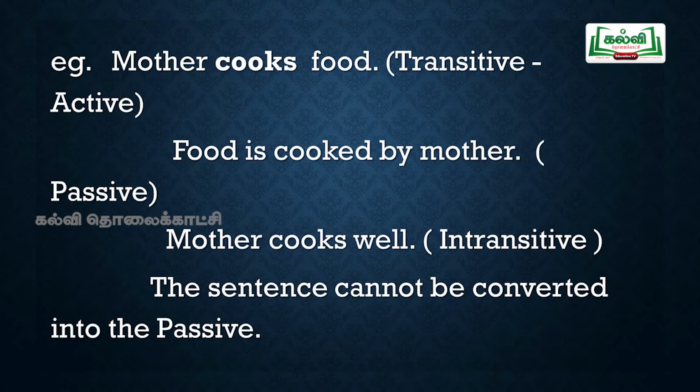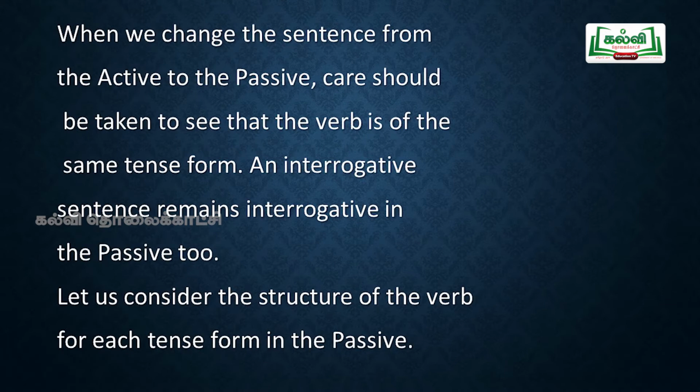Now, consider this sentence, mother cooks well. Here, mother subject, cooks verb. When I put the question what, I do not get any answer. Therefore, the same verb cooks is intransitive here, and this sentence cannot be converted into the passive. When we change the sentence from the active into the passive, care should be taken to see that the verb is of the same tense form. Further, an interrogative sentence remains interrogative in the passive too.